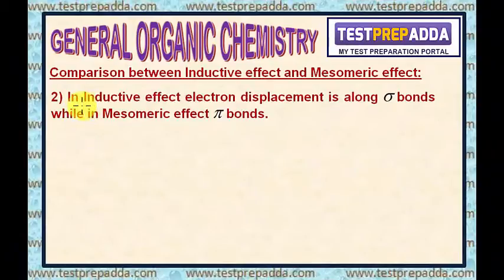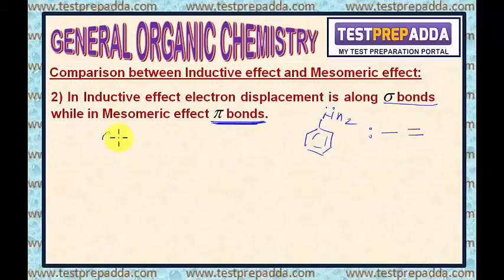In inductive effect, electronic displacement is along sigma bonds, while in mesomeric effect, it is along the pi bonds. Please note this is a very special difference. If I take the example of aniline, you can see the lone pair is in conjugation with the double bond. Electronic displacement is along the pi bonds, while in case of inductive effect, if I take this example, you can see the electronic displacement is along the sigma bonds, a basic difference between inductive effect and mesomeric effect.